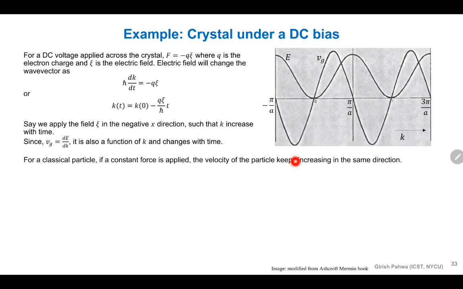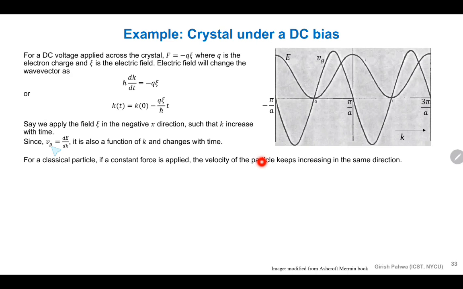Okay. So this is constant, so you can simply integrate it and you get k as a function of time. If my Xi is negative, the electric field is negatively oriented, and your k will increase linearly with time. So say if you start here, k0 is 0 at t equal to 0, then your k starts to increase.